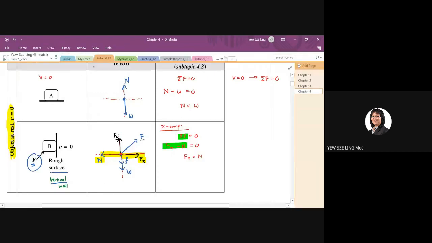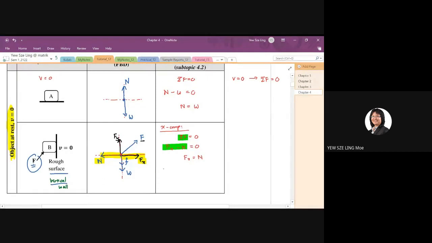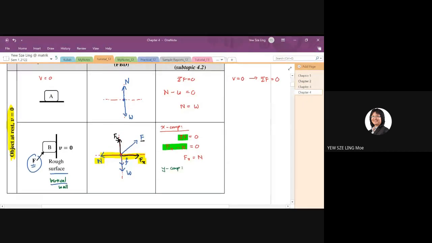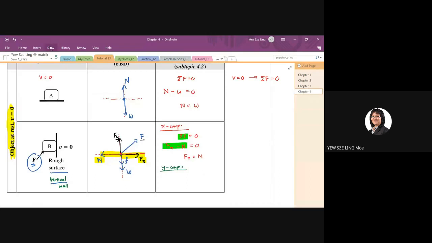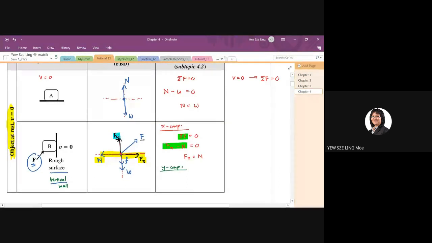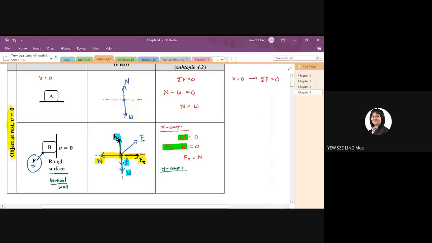The second equation is according to the y component. So for the y component, what do we have? If you look at the diagram, I have force Fy with the arrow, and then the frictional force and also W along the y component.